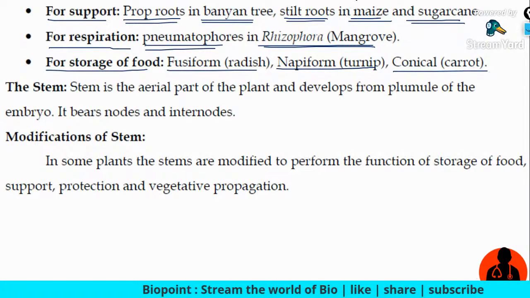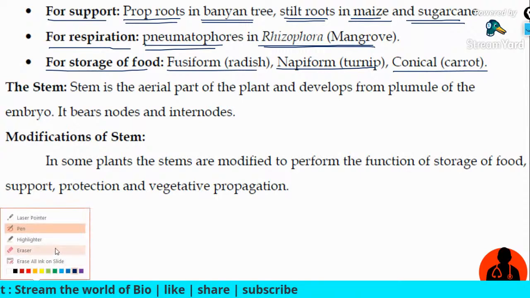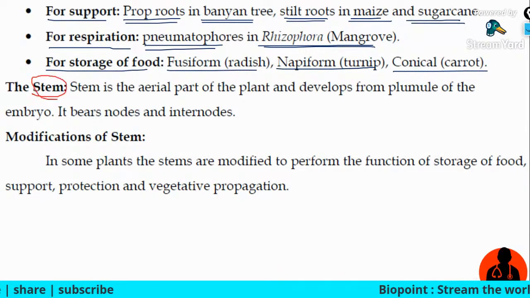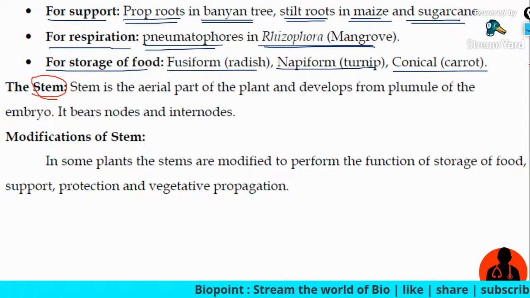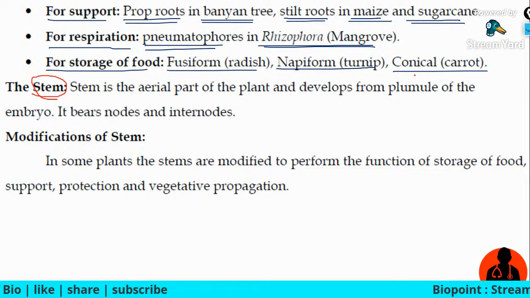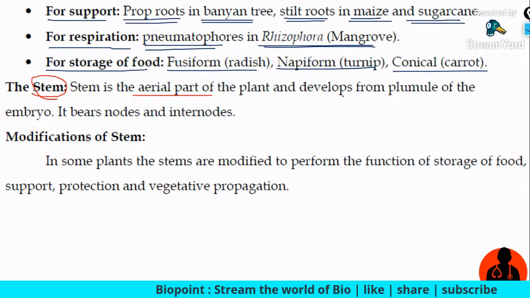Next is the stem. Moving on to the second topic of our class, that is the stem. I hope I have covered almost all the topics mentioned in the NCERT from the area of roots. If you find any new points, tell me in the chat box so I can clarify. Stem is the aerial part of the plant that develops from the plumule.